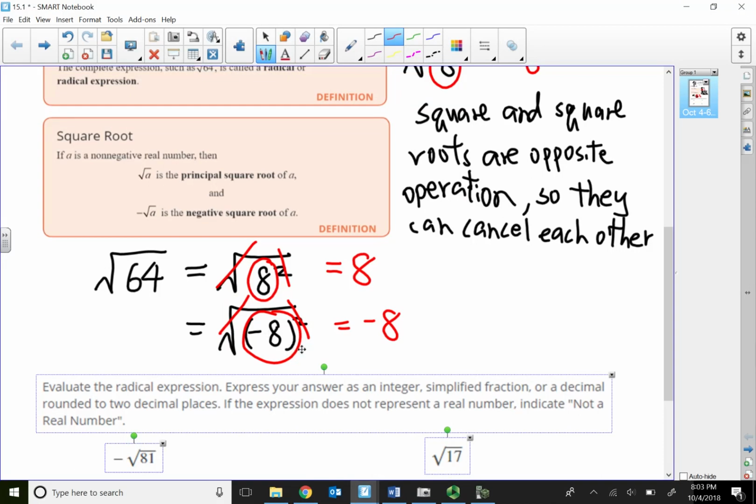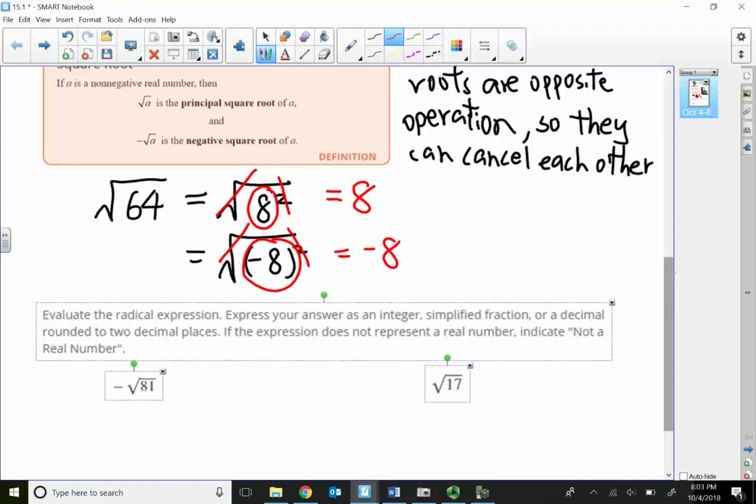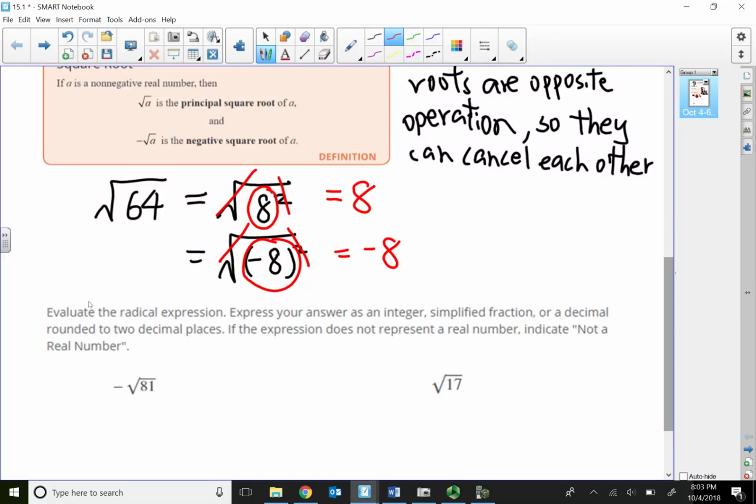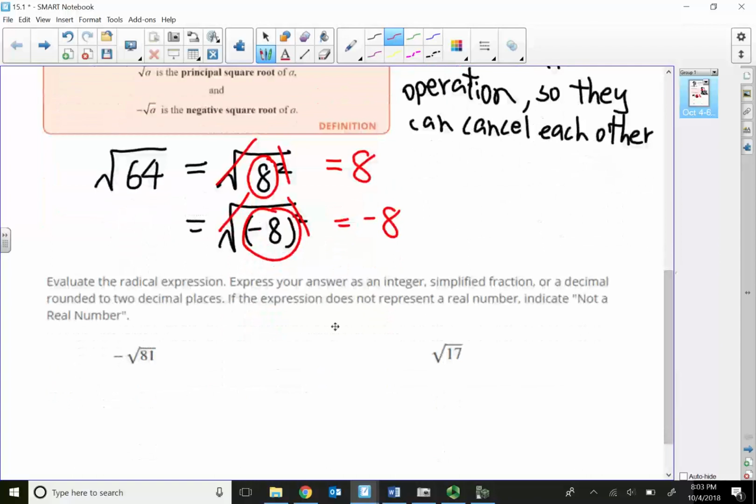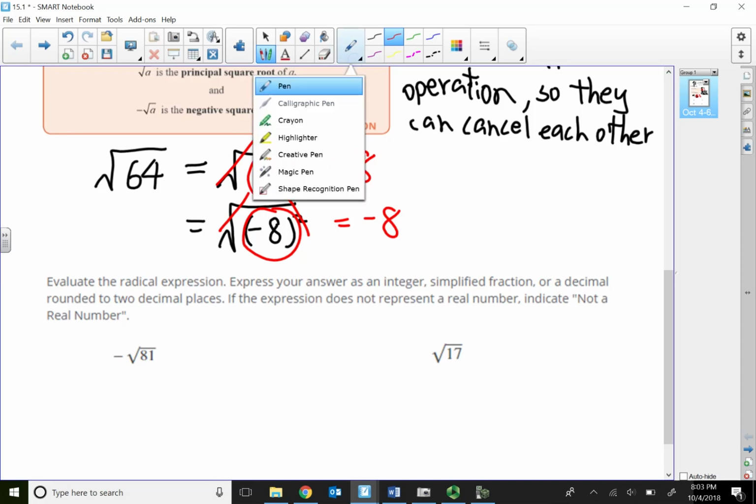Okay, that's why they worded the instruction in a particular way. All right, so let's go ahead and evaluate our radical expressions. Express your answer as integer, simplified fractions, or a decimal number rounded to 2 decimal places.